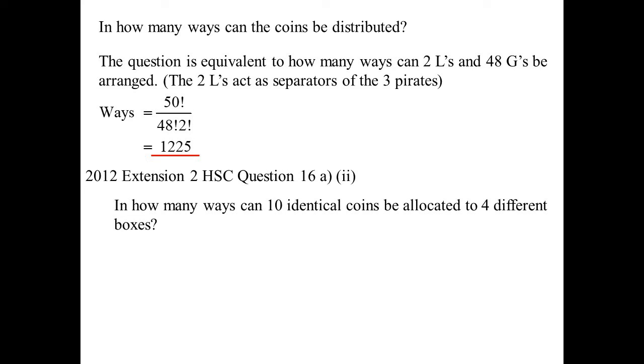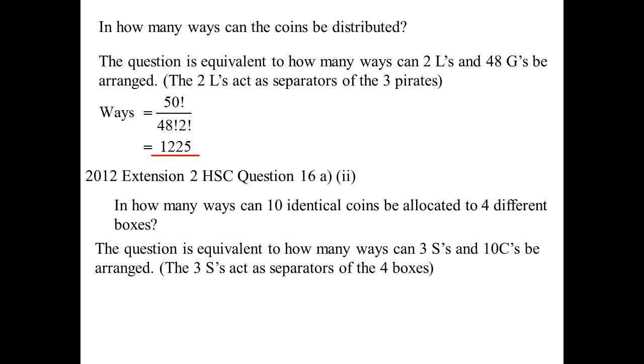Because I could say, how many ways can I arrange 3 S's and 10 C's? The 10 C's are the coins, the 3 S's are the separators. Because we will arrange them in a line. It's no different to saying that first group, you're going in the first box. That second group, you're going in the second box, and so on. So it's really an identical type question. Well, there's 13 all up. 13 factorial over 3 factorial, 10 factorial, which gives us 286 ways of doing it.